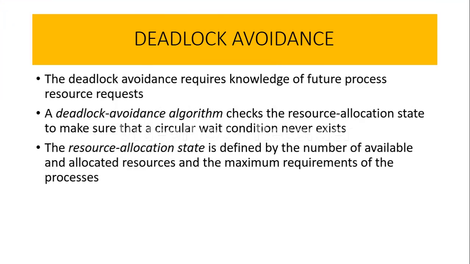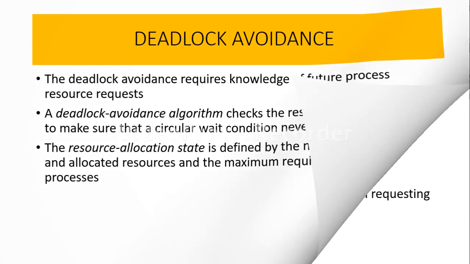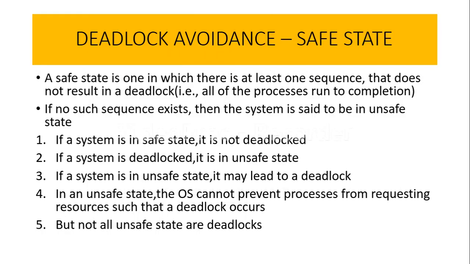Whenever we talk about deadlock avoidance, the deadlock avoidance algorithm checks the resource allocation state and ensures that the circular wait condition does not exist. There is a concept of safe state, which indicates that there is no deadlock at all in the process. A safe state is a state where there is at least one sequence of resource allocation which does not lead to deadlock.